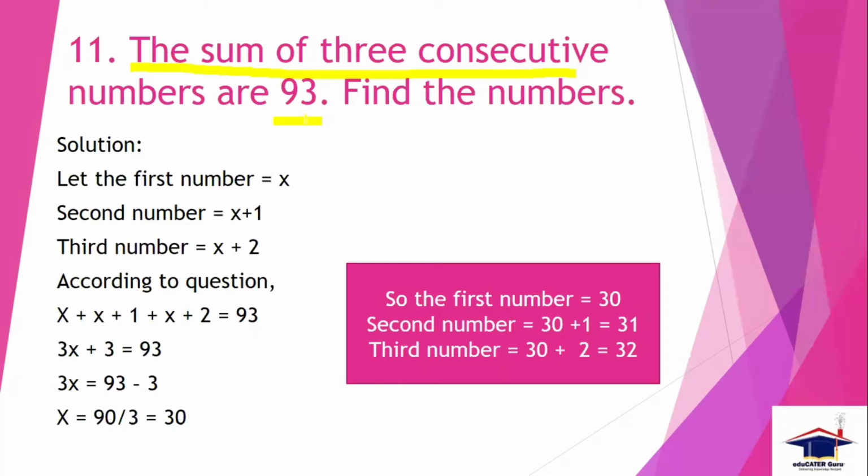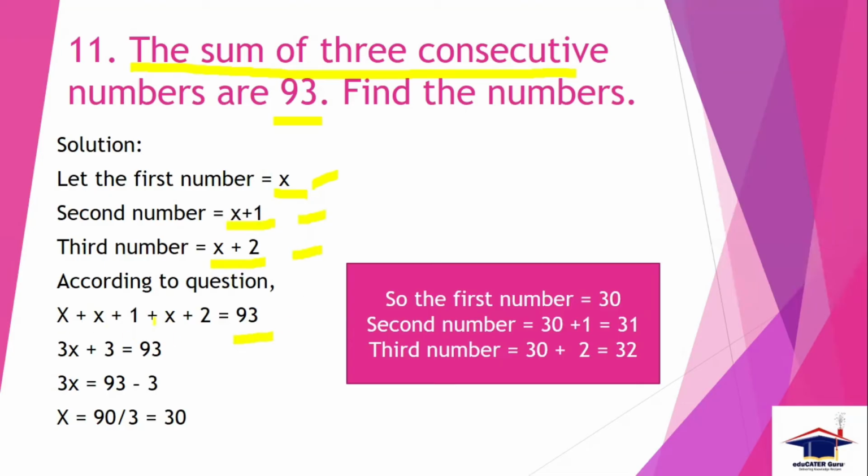So let us assume the first number as x, the second number as x plus 1, hoping that is the next greater, one number greater, and the third number is x plus 2. So according to the question, the addition of three numbers is 93. So we have to add x plus (x plus 1) plus (x plus 2) equals 93.